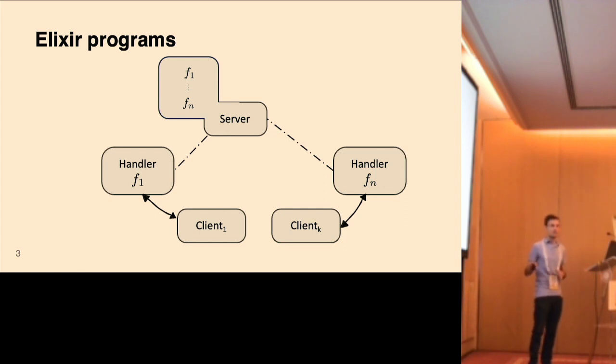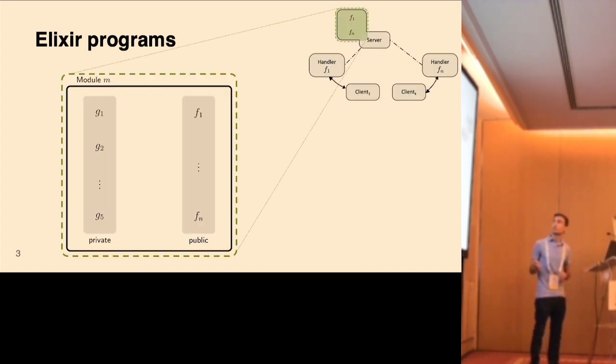We target specifically this pattern. What you see here is what happens at runtime. However, when you look at it from a static point of view, at compile time, you might only have the code for the server, because the clients might be made up of different parts that you don't have access to. So because of this, we will only focus on the server.